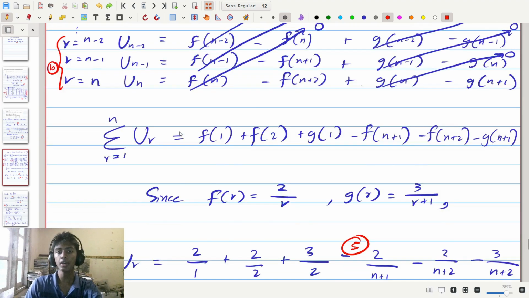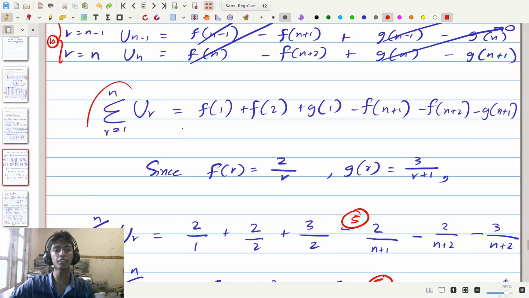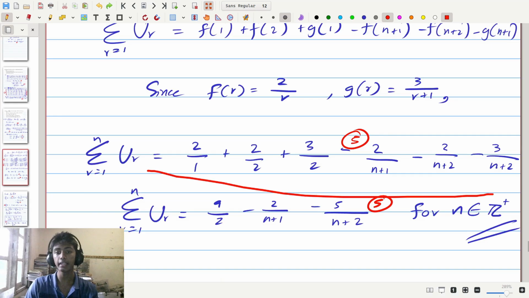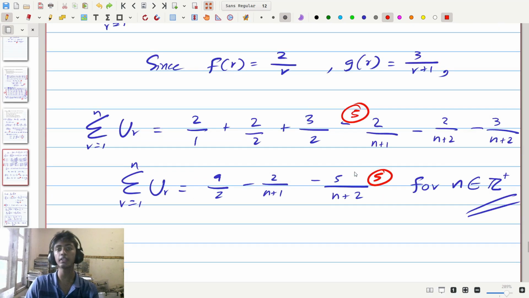Now moving on, when you use this sum and you find that the sum from r equals 1 up to n of u of r is equal to this thing right here, and you substitute f of r and g of r into that and get this expression, you get 5 marks. When you then simplify that expression down to get the expression that's given in the question, as in this expression right here, you get another 5 marks. It is important to also say here that this works for n an element of the positive integers.